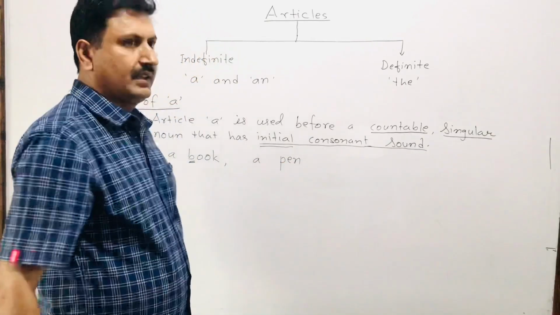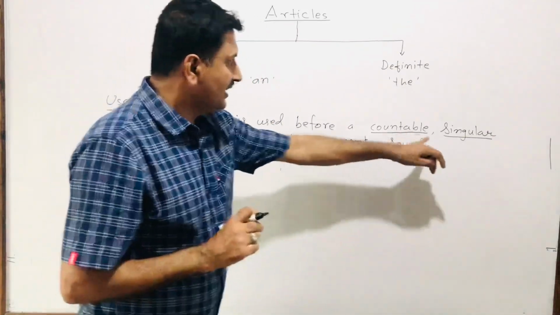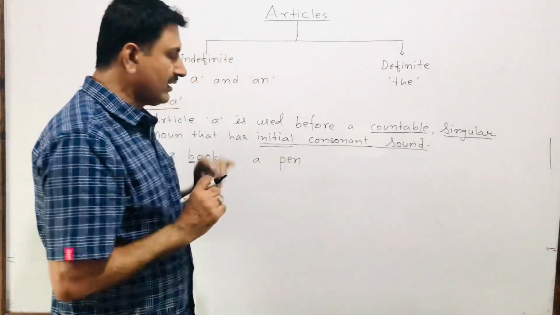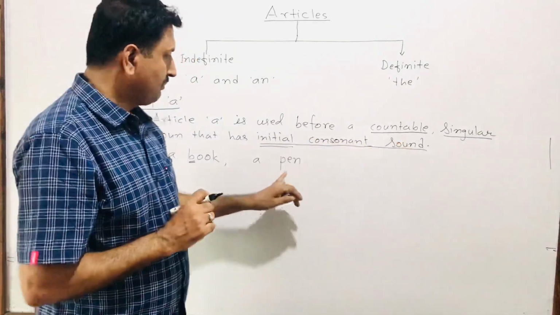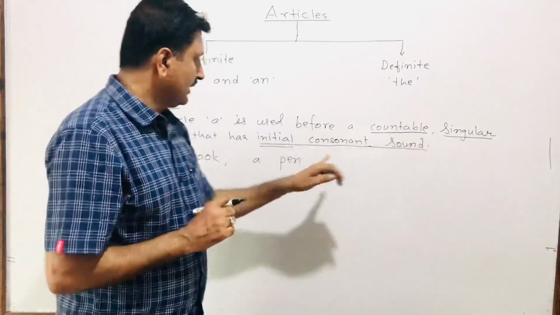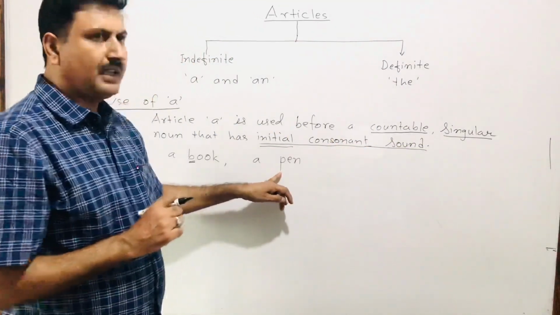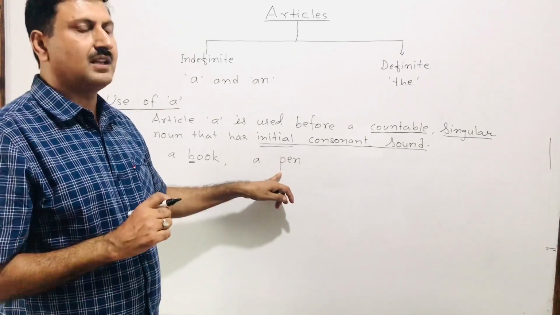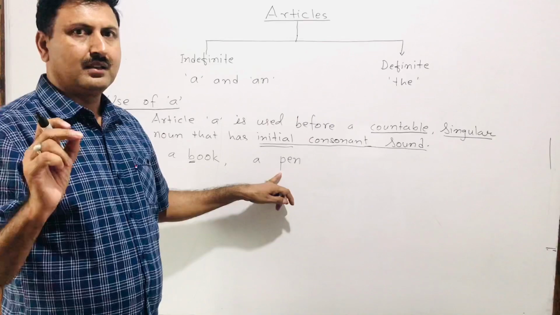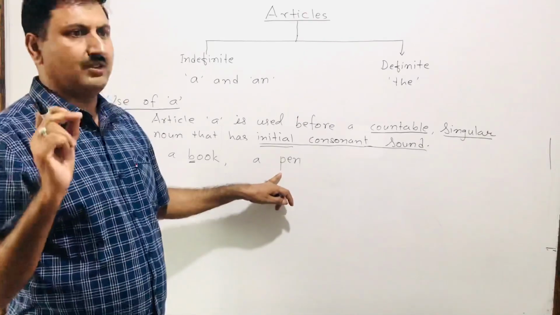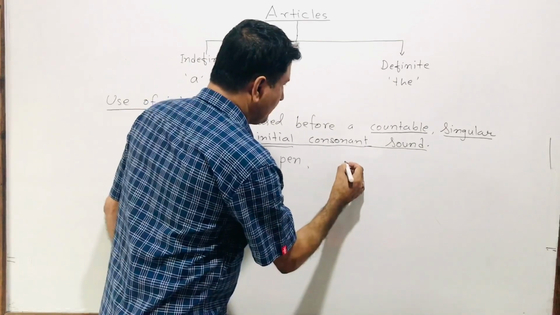A pen. A pen. Check all these three qualities whether they are there or not. Pen, we can count. Pen, it is singular. And it has an initial consonant sound. Pen, pa sound is there. Pa, pen. This is a consonant sound. Similarly, previously also we have written European.